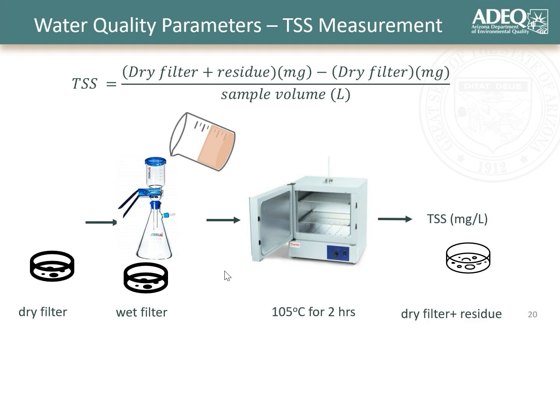After that, you'll then weigh that filter, which includes the residue that's on the filter plus the filter itself. Now that you know the weight of the filter after the sample has run through it, that's your dry filter plus your residue, and you know the weight of the dry filter by itself, and you know the amount of sample that was put through that filter apparatus, you can then apply those numbers to the equation above to determine what your total suspended solids concentration is.